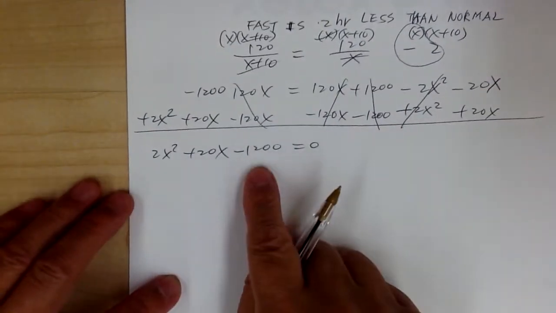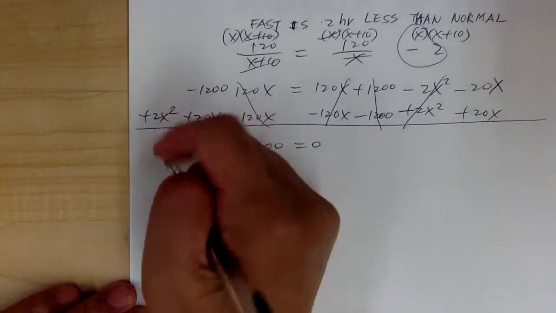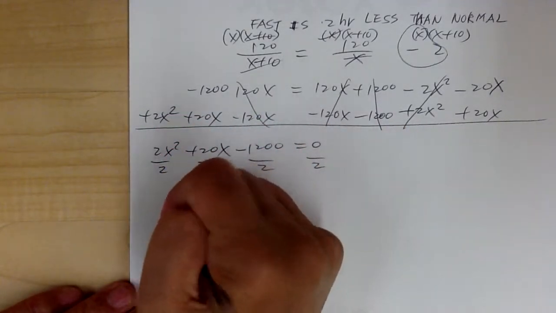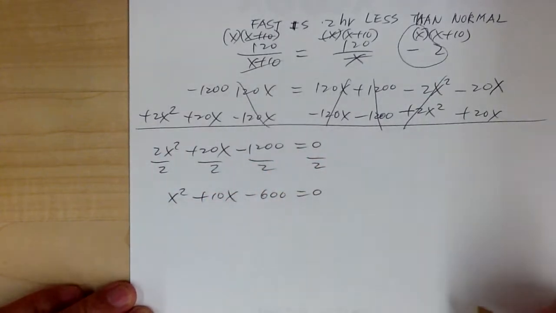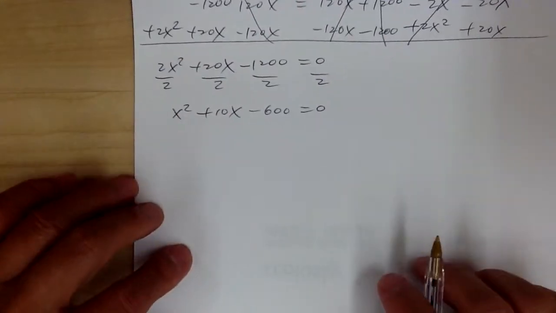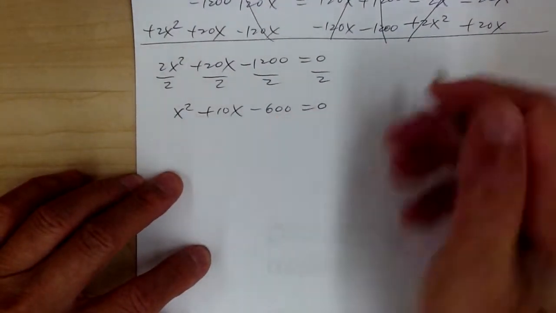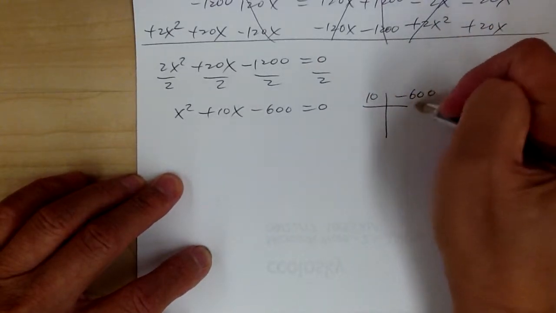Now do not factor right now because the number is going to be super huge. So notice all these are divisible by 2. So I'm going to divide everything by 2 to lower my number. So I get x squared plus 10x minus 600 equals 0. Okay, so do a factoring. So step 1, common factor, cannot. Step 2, perfect square, cannot. So go to step 4, master product. So it'd be 10 and negative 600.